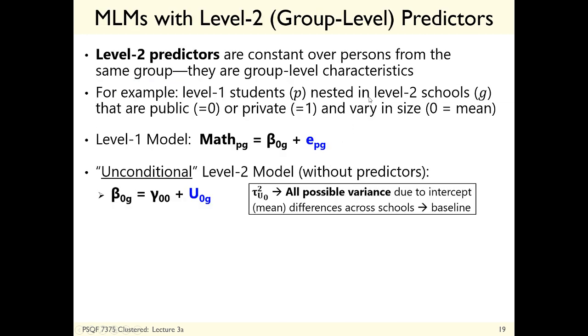So let's look at a couple examples, some theoretical and then with software and data. Let's start with level 2 predictors, group level things in this case. For instance, I have level 1 students as my persons P, nested in level 2 schools as my group G, and I want to know whether math outcomes are different between public and private schools, and as a function of school size. I can do that. Level 2 predictors are, by definition, constant over persons from the same group. So that means level 2 predictors have what kind of intraclass correlation? Zero or 1?